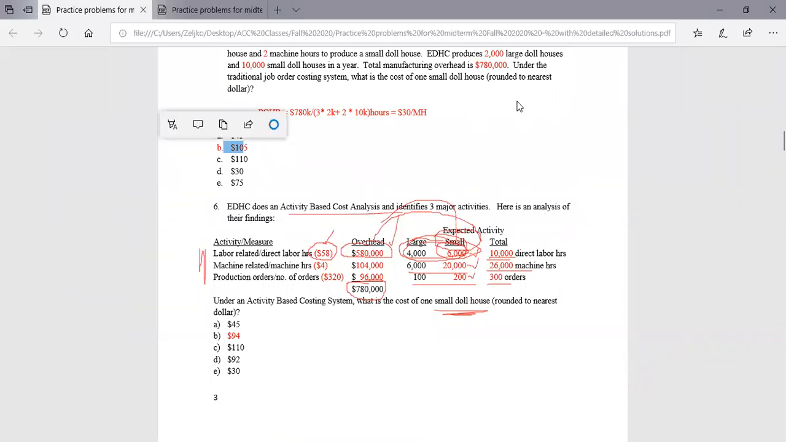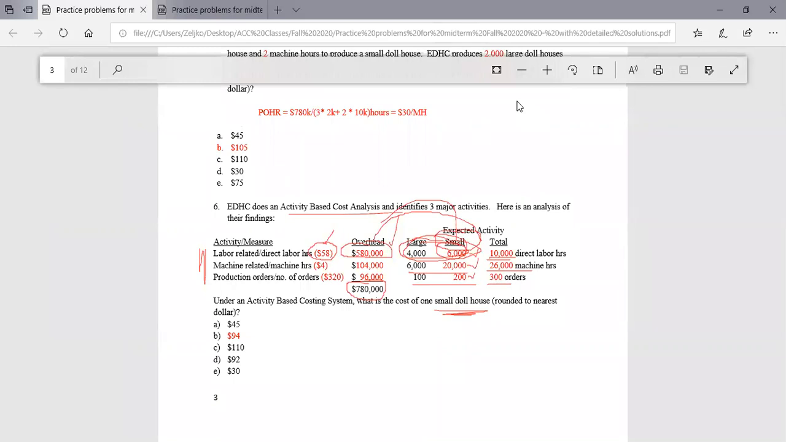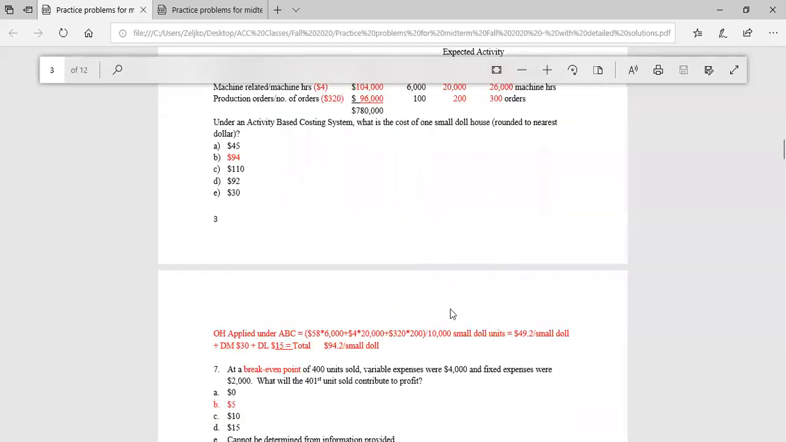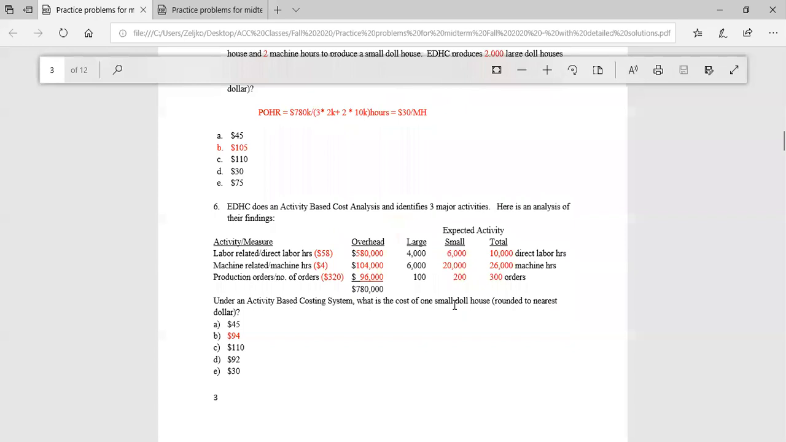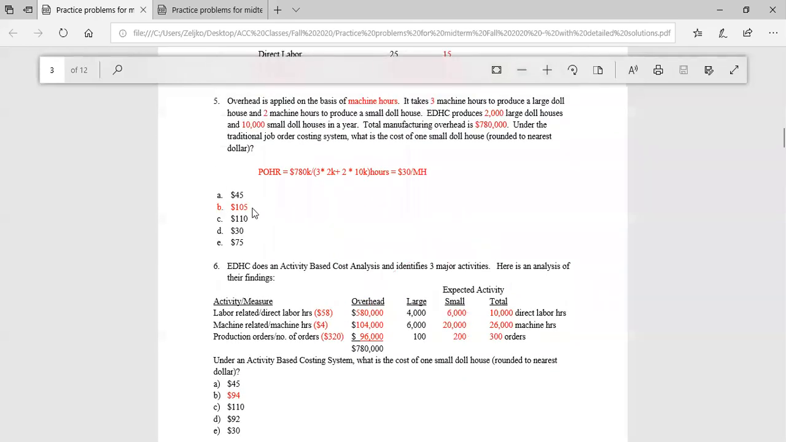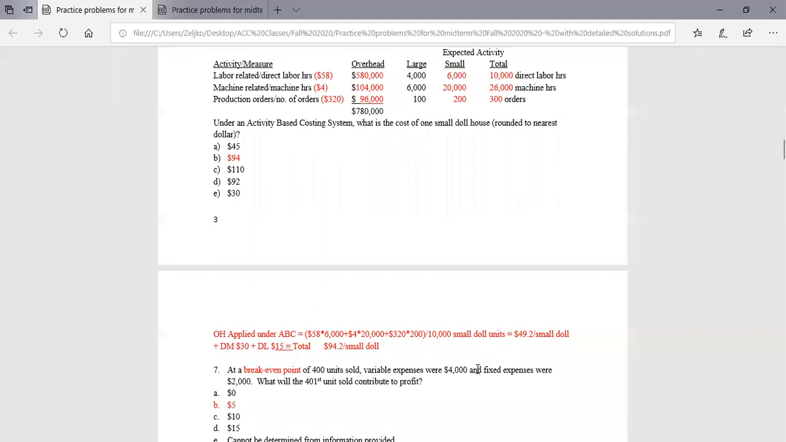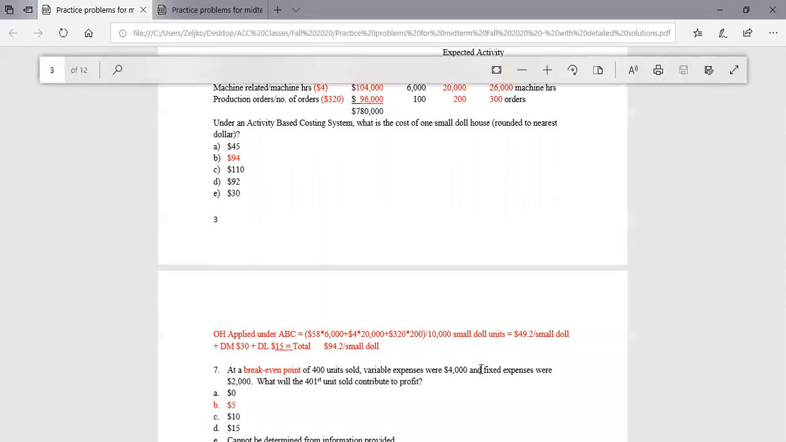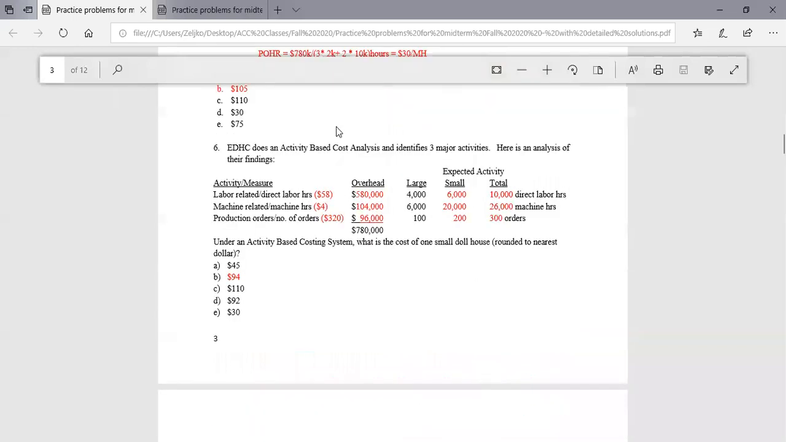105 here. So for example, a question like this might have all of this information. That would be a longer question, a little bit more difficult question. You know, and ask you, well, what's the difference between the cost of small and large doll house? What's the difference in cost? Well, the difference in cost is under traditional and under ABC. Well, the difference in cost is 105 here and 94.2 here. So that will be what? 10.8, right? So that will be the difference.